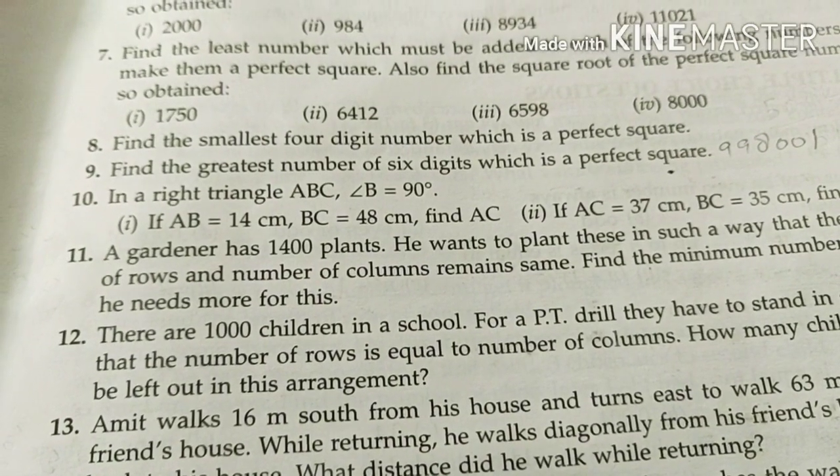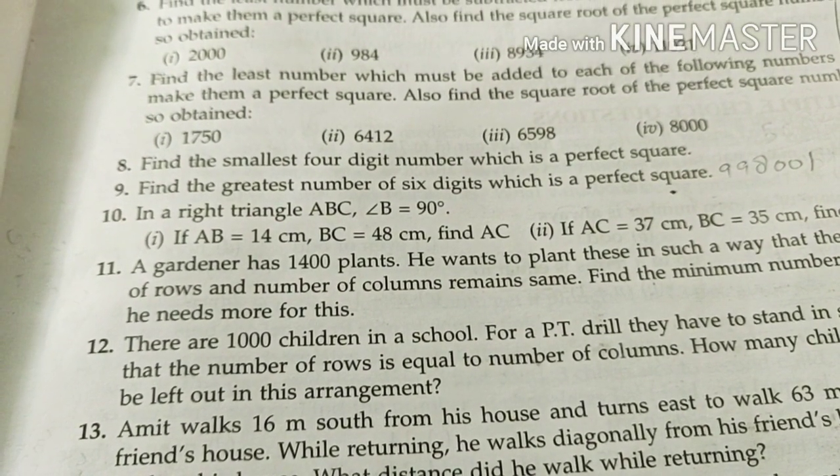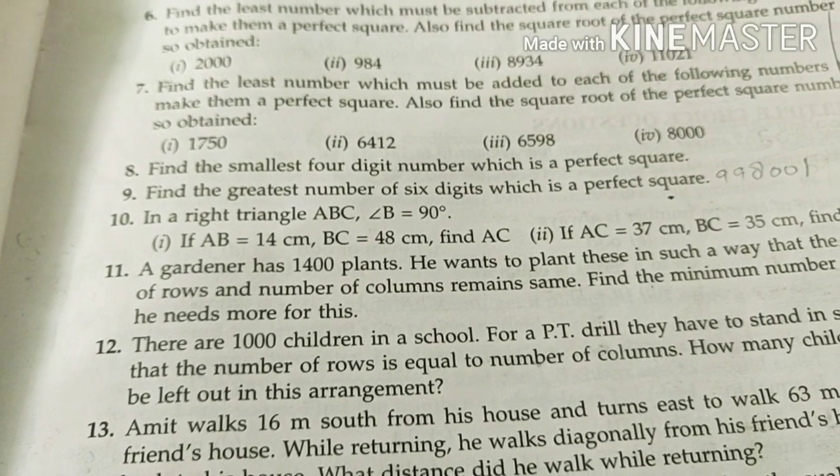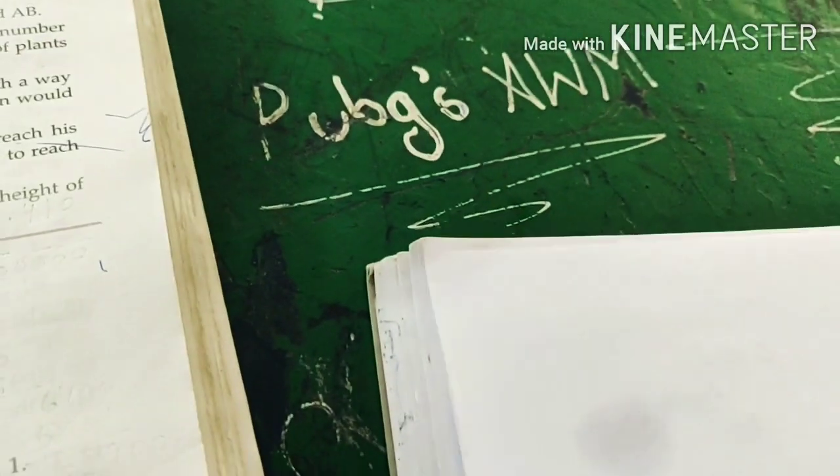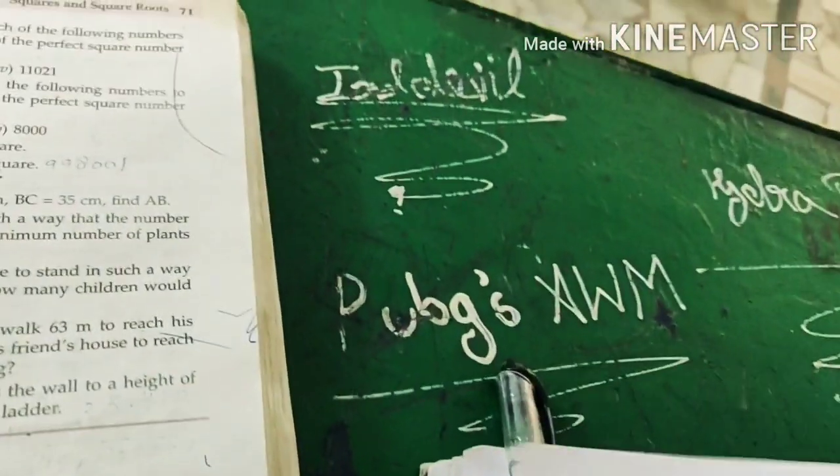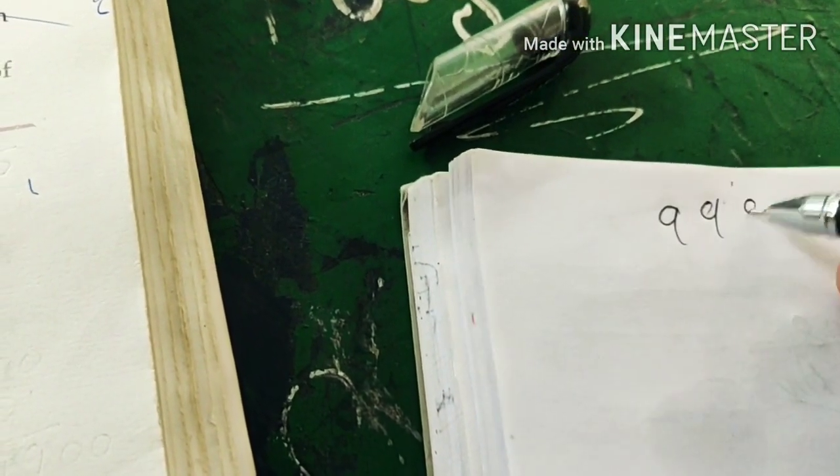In question number 9, we have to find the greatest number of 6 digits which makes a perfect square. We have to find the 6 digit greatest number that forms a perfect square. So first we will take a 6 digit greatest number. What is it? 999999.